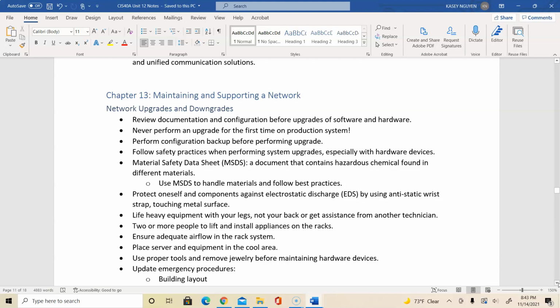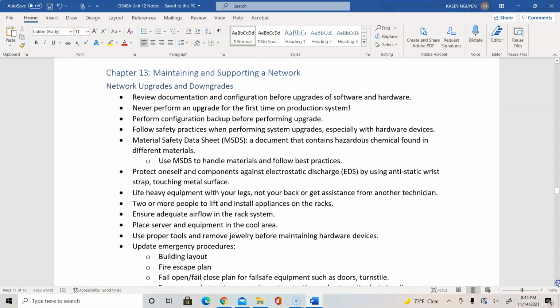We would protect ourselves against electrostatic discharge, or ESD, using an anti-static wrist strap and touching a metal surface. And when you lift heavy equipment, you would lift with your legs and get assistance from others. When we install equipment on racks and in the closet, we want to make sure that we have adequate airflow and cooling. So we would place all our equipment and servers in a properly cooled area. We would use proper tools and remove jewelry before we install hardware devices.